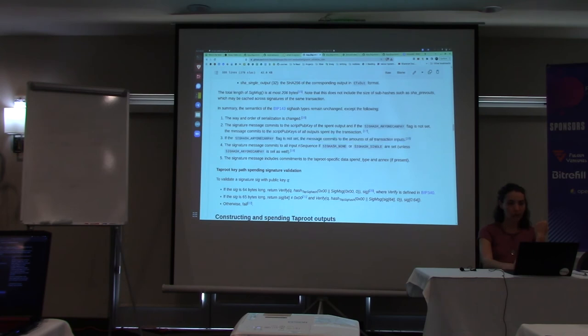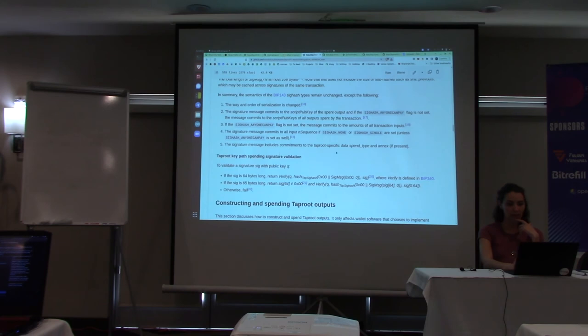The thing that's interesting for people building apps with Taproot is that the annex gets added to the sighash. We're not going to have time to talk about the annex, because I have 3 more minutes. But when you hear that the annex gets added to the sighash, it means it gets committed to. Annex is basically extra data that you can put into witness data for Taproot spends.